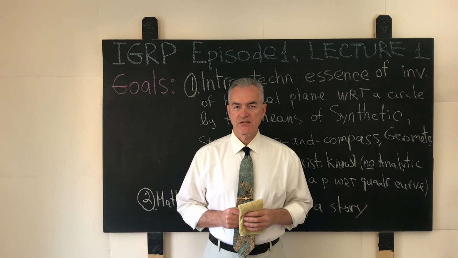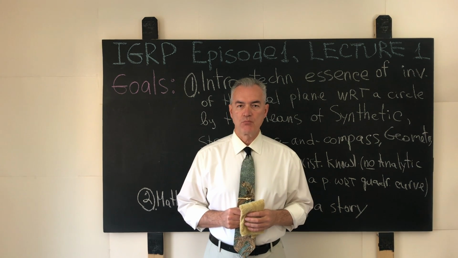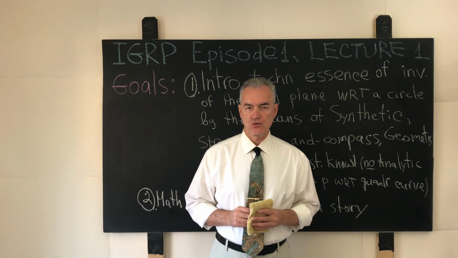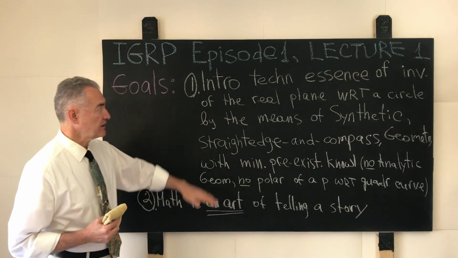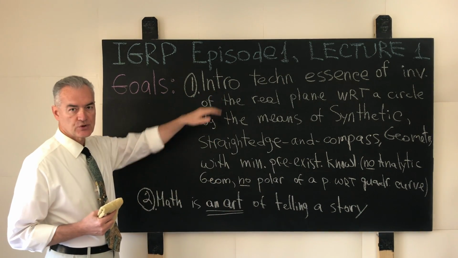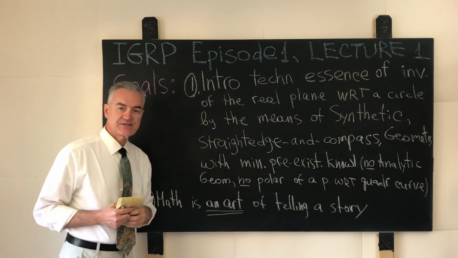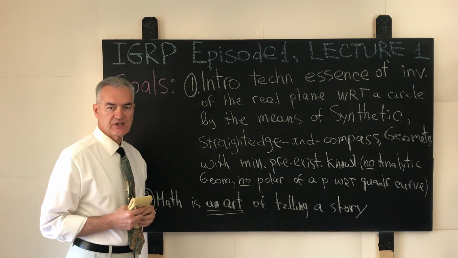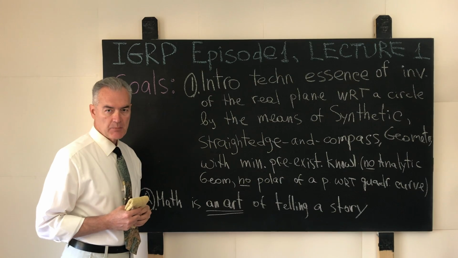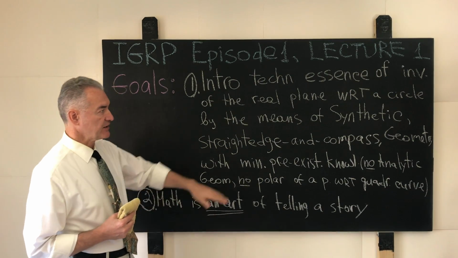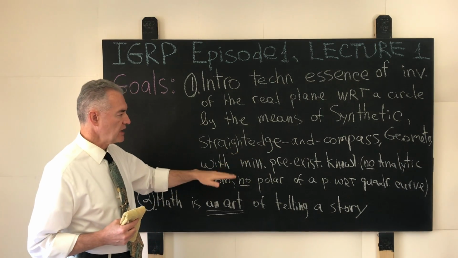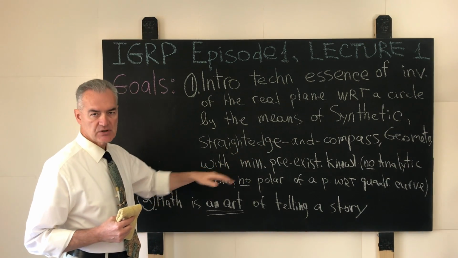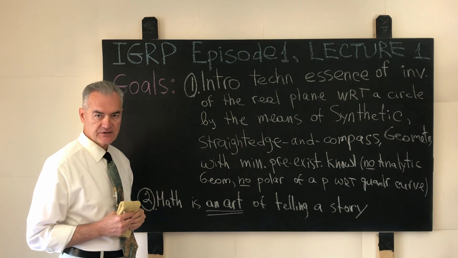This course has at least two foreground or primary goals and at least two background or secondary goals. The first primary goal of this course is to evidently introduce our viewers into the technical essence of inversion of the real plane with respect to a circle by the means of synthetic geometry only, and with the minimal amount of pre-existing mathematical knowledge.